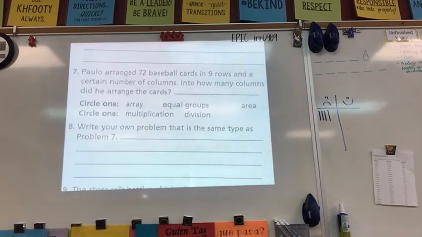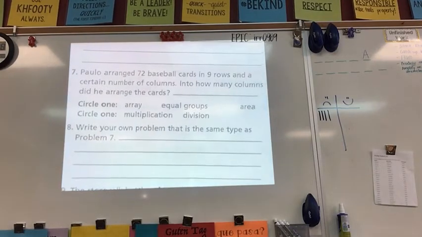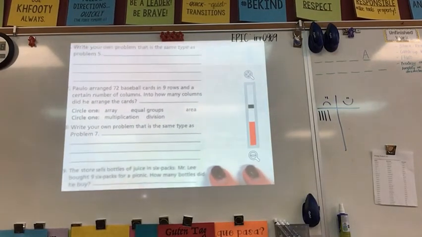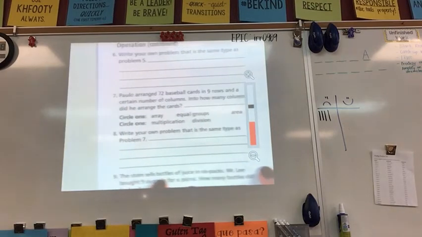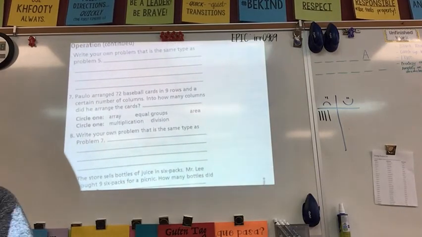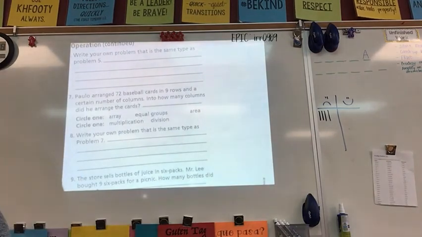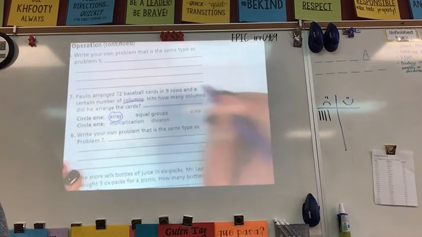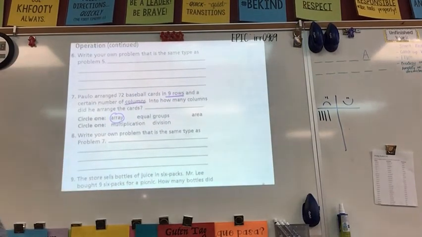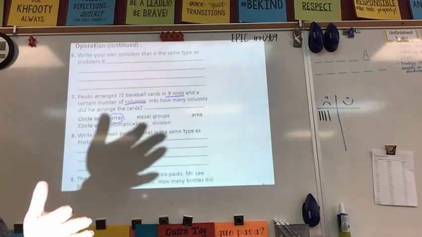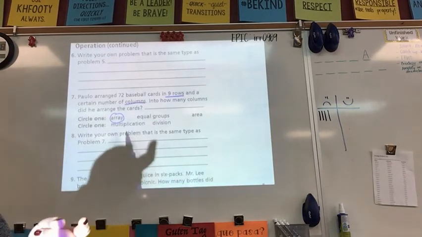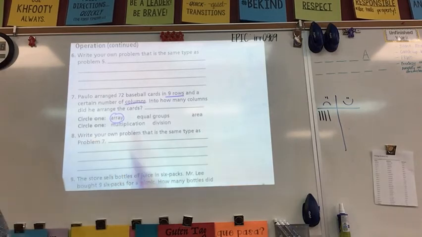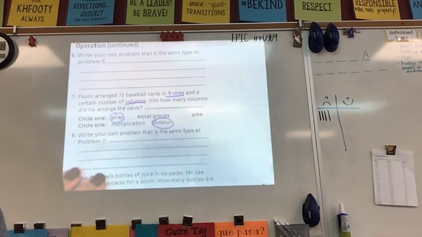What type of problem would this be? Or how could I draw that out? It is going to be an array because we heard the words rows and columns, right? Now, if I know that he's got 72 cards and I know the number of rows, but I'm missing the columns, will I be multiplying or dividing? Dividing. Okay. Who can tell me how to draw this picture?